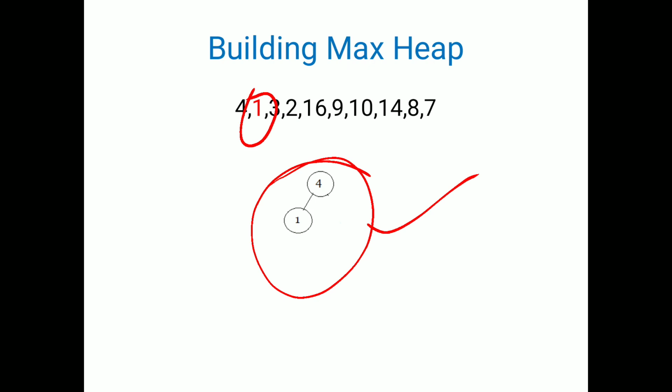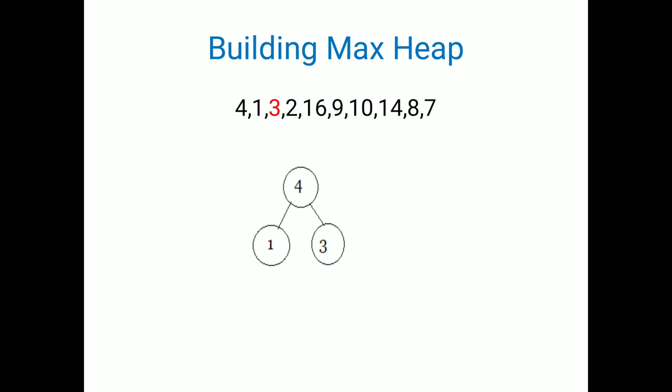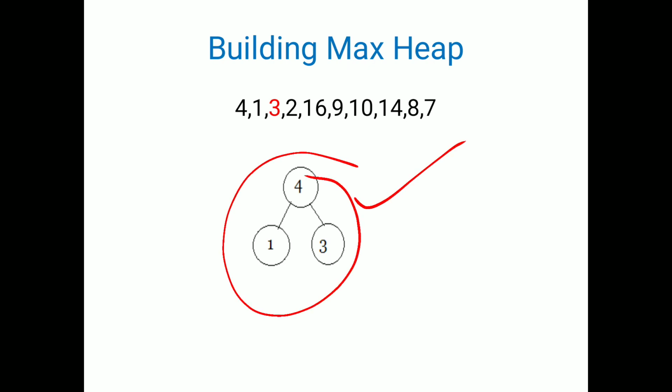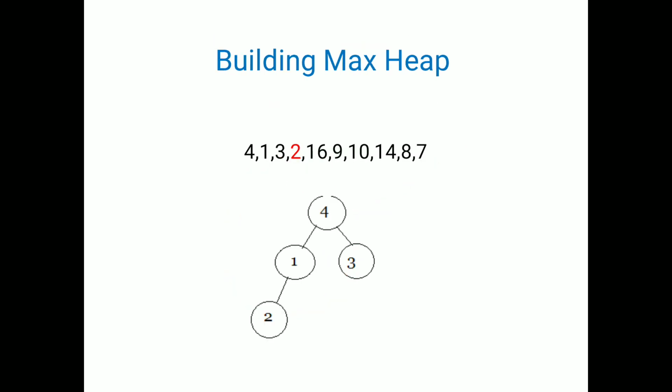Now we insert the next element, that is 3. Insert the 3 to the right of 4, and after inserting 3, again we check the max heap property for this tree. Again it follows the max heap property because the parent node is 4, and 4 is greater than 1 and 3, the children of 4. So we move further and insert the next element, that is 2.